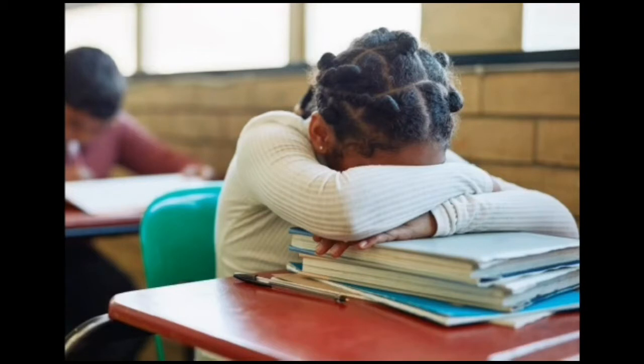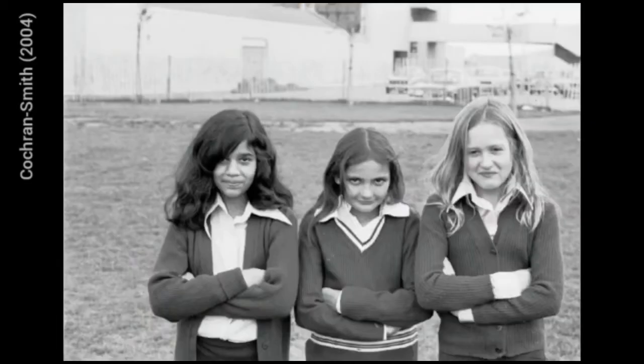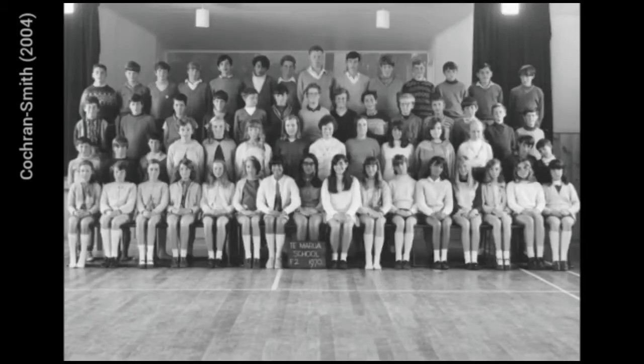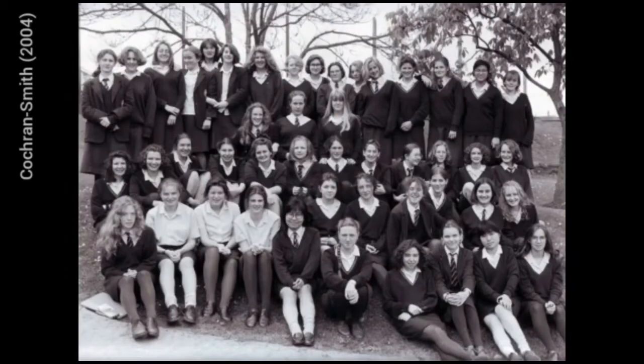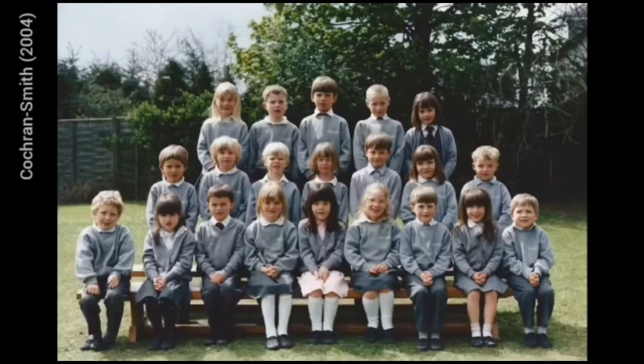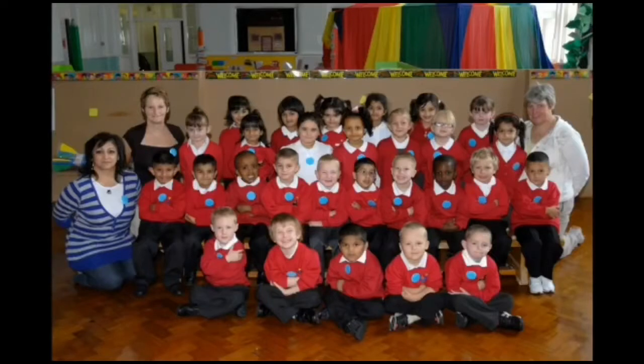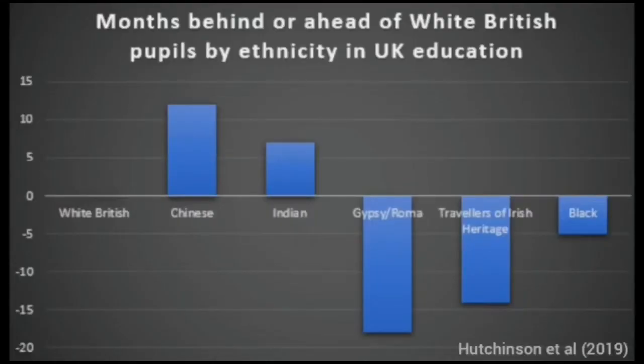According to Cochran-Smith, there have been disparities in academic achievement, school resources, poverty levels and high school completion rates between different racial and cultural groups since the 1970s. This is an issue that she believes to be a matter of national importance. These disparities in education are supported by statistics that show by the end of primary school, Chinese pupils are around 12 months ahead of white British pupils, closely followed by Indian pupils who are around 7 months ahead.